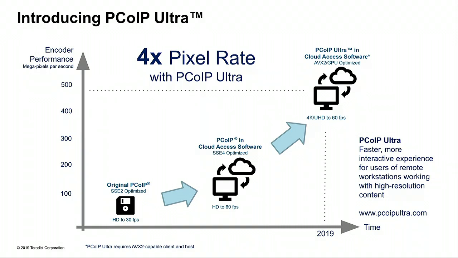This is a little bit of advertising. We introduced and announced last week PCoIP Ultra. This is our latest protocol enhancement in terms of performance. As you can see, we continuously improve our performance based on the needs of the workstation users in the industry as it's changing. This latest upgrade means 4x encoder performance, so you could do 4K resolutions at up to 60 frames per second.